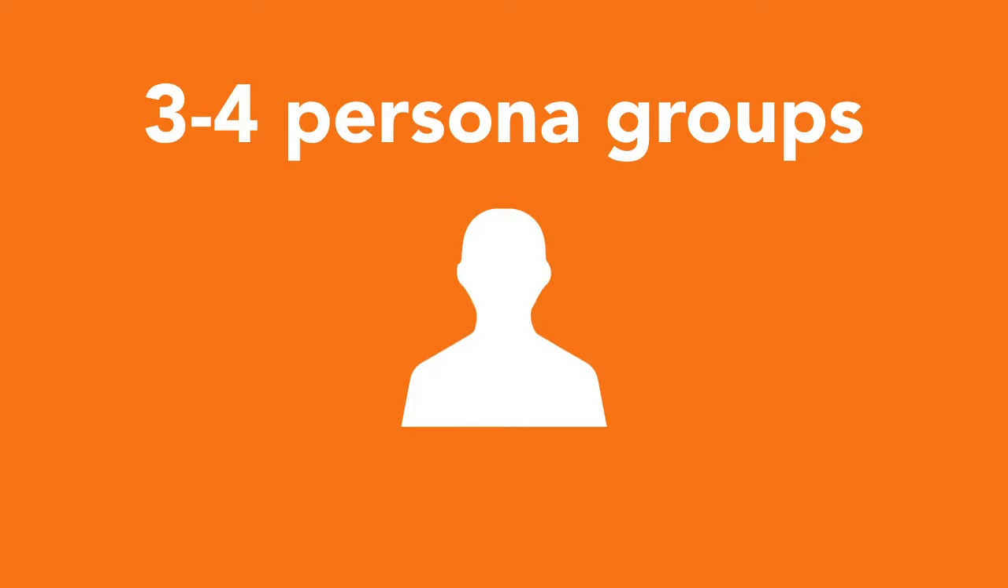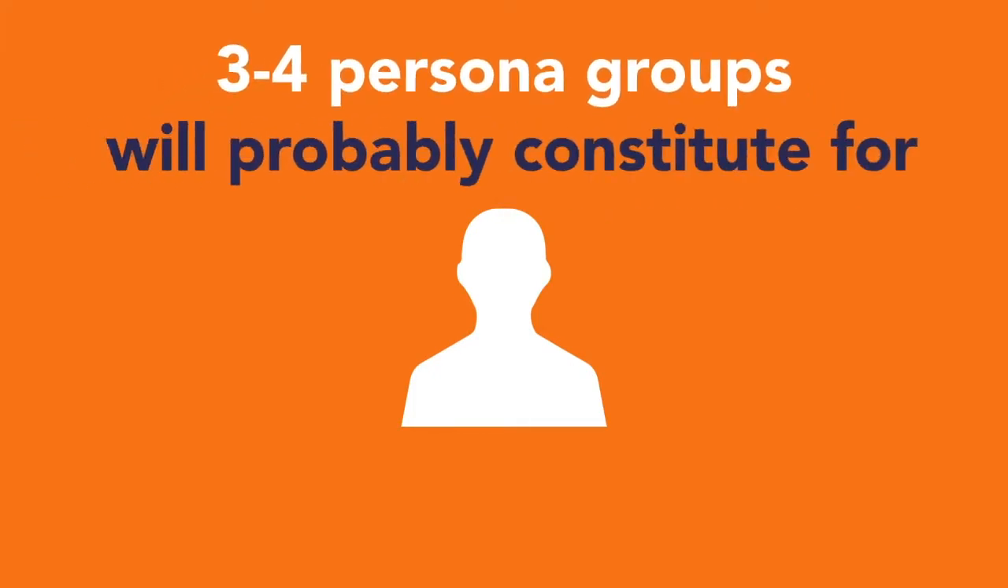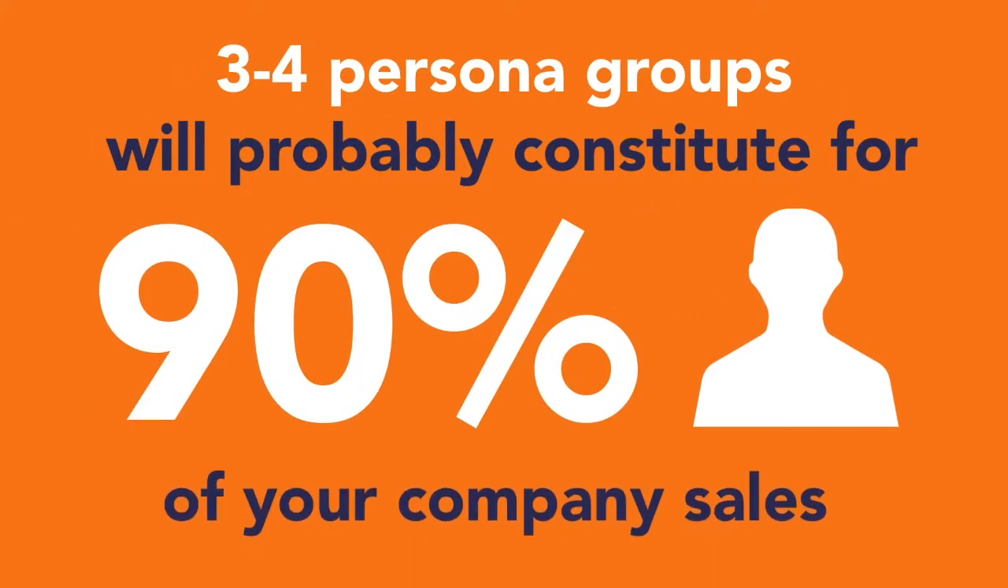It's important to bear in mind as well that all companies have a number of different products and services, so you will have a number of persona groups. You may have anything from 3 to 6 or even more persona groups, and that's absolutely fine. Just do bear in mind that 3 to 4 persona groups will constitute probably around 90% of your company sales. So do try and focus on the larger groups first.